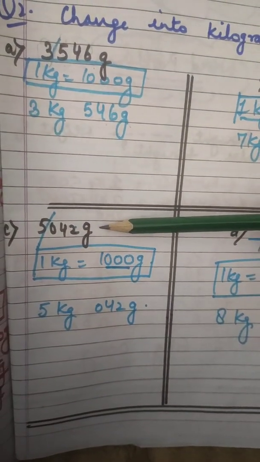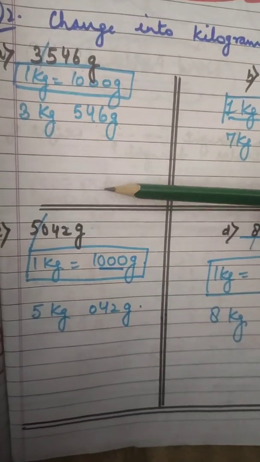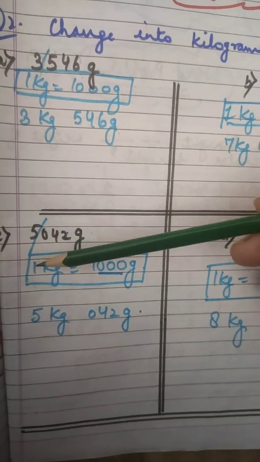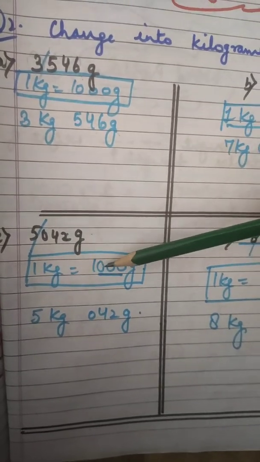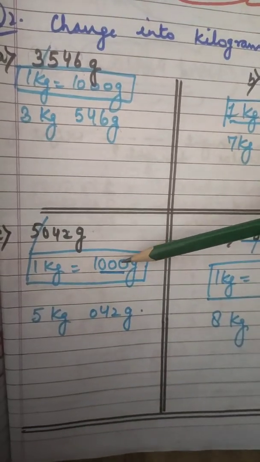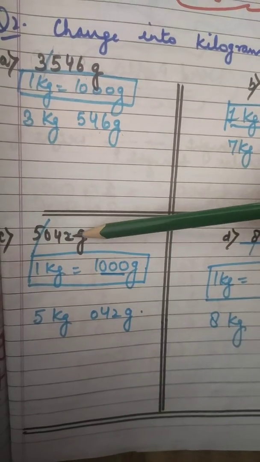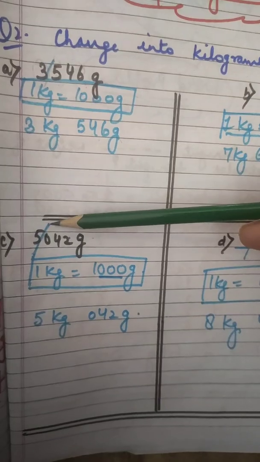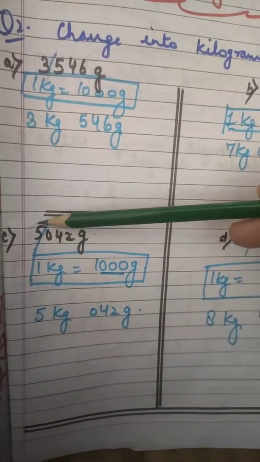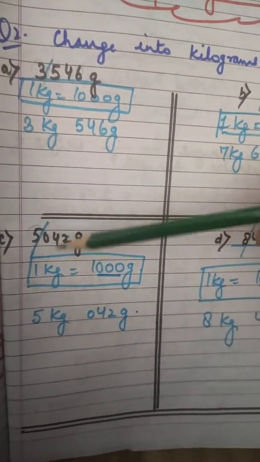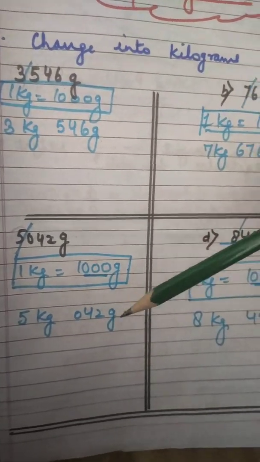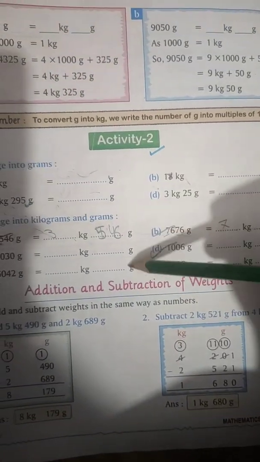We have to convert it into kg and grams. The relationship is in between kg and grams. So what will we do? As we know, 1 kg is equal to 1000 grams. 3 zeros are there, so put a slash after 3 zeros. 1, 2, 3. Put a slash over here. So this part will be kg and this part will be grams. So it will be 5 kg and 042 grams. Now you will do the other parts yourself.